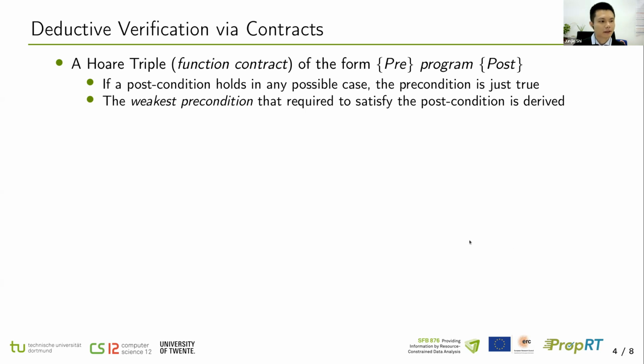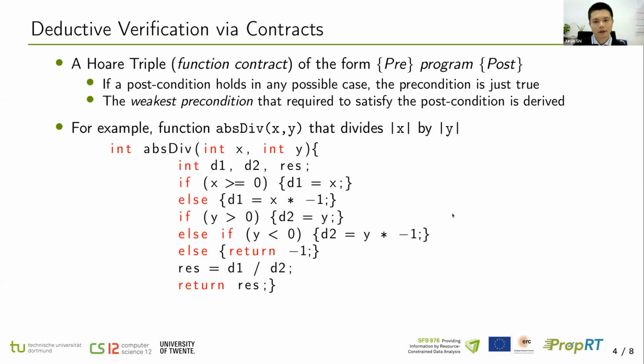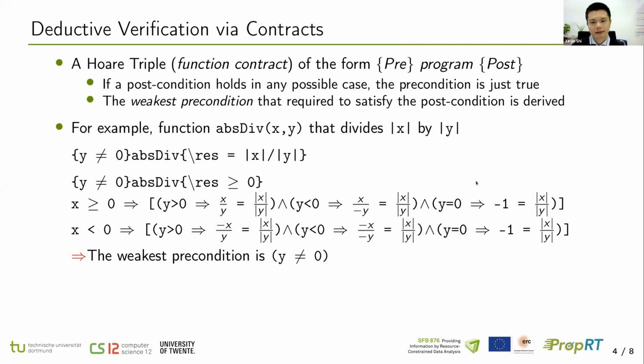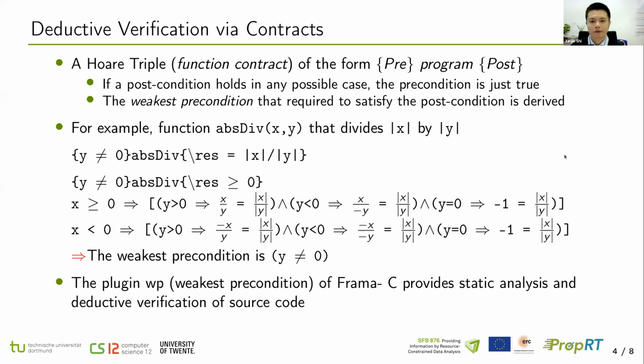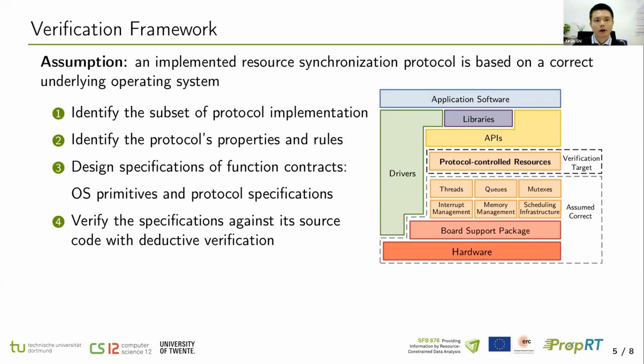We provide an example. Consider a function absolute division x and y that divides the absolute value of x by y. Since division by 0 is illegal, the function will return -1. For the desired behavior, the property can be formulated as follows, where res is the value returned by the absolute division. The weakest precondition is y is not equal to 0. The plugin WP, the weakest precondition plugin of Frama-C, provides static analysis and deductive verification of source code. So in this work, only the implementation of protocols is verified. The proposed framework is applied to verify the correctness of the implementation for all the specified properties from a given protocol, like function contracts.